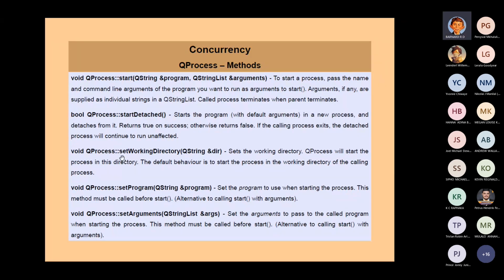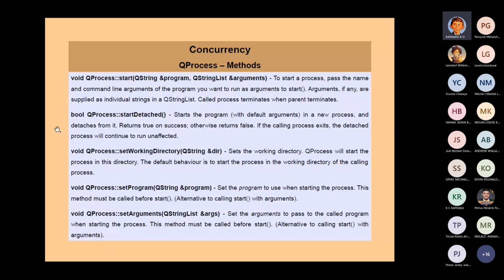And there's other things you can do, like set the working directory. If you want your process to run in a different directory, it doesn't have to run, for example, in the current directory. As noted here, the default behavior is to start the process in the working directory of the calling process. So you can set the working directory to make your process run somewhere else. And then I've already mentioned set program and set arguments.